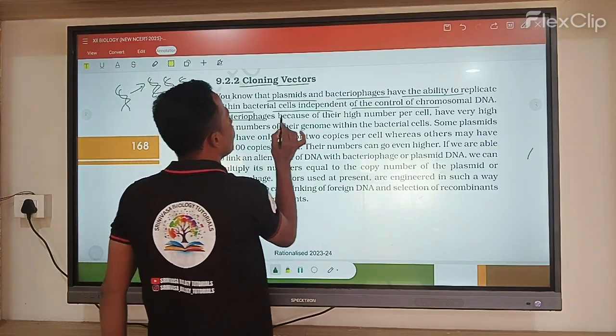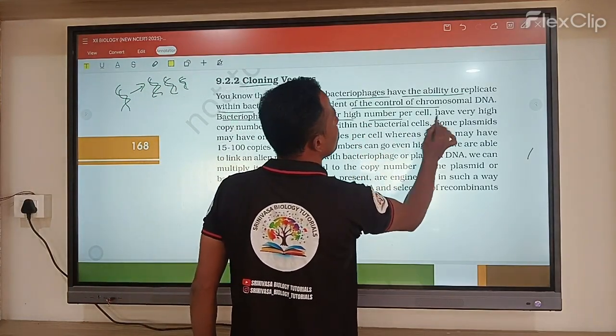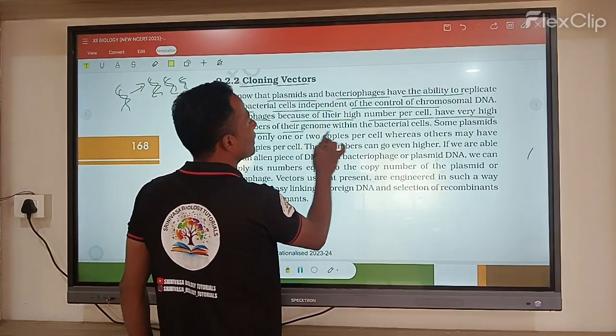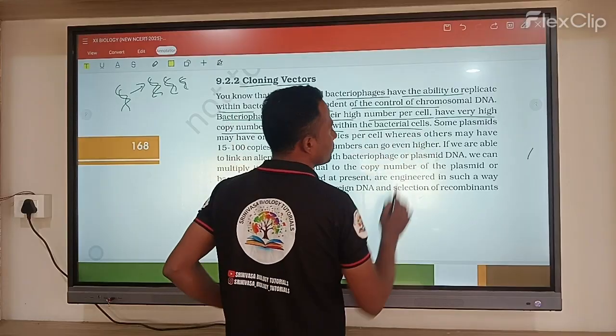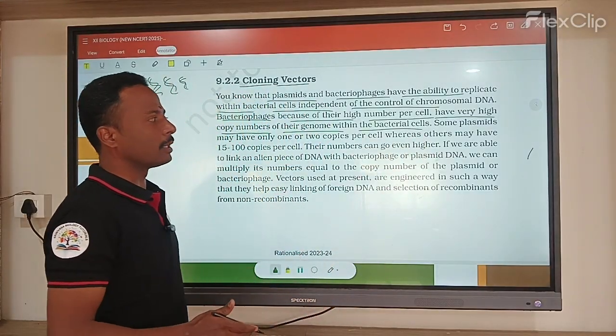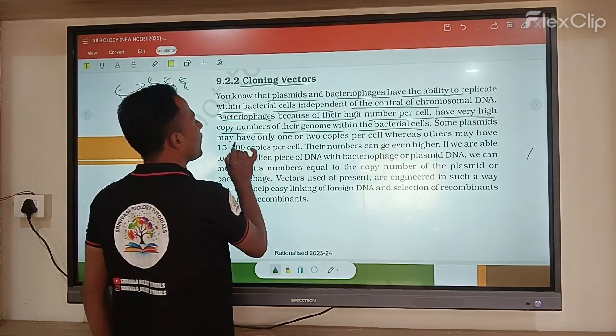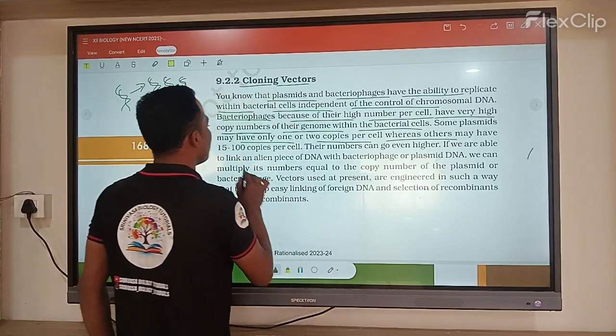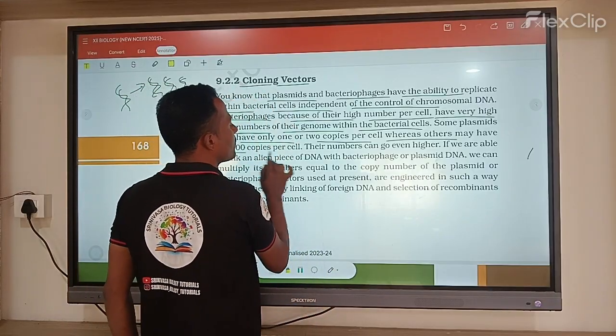Bacteriophages have a high copy number per cell, and their genome within the bacterial cell is produced in multiple copies. Some plasmids may have only 1 or 2 copies per cell, whereas others may have 15 to 100 copies per cell.